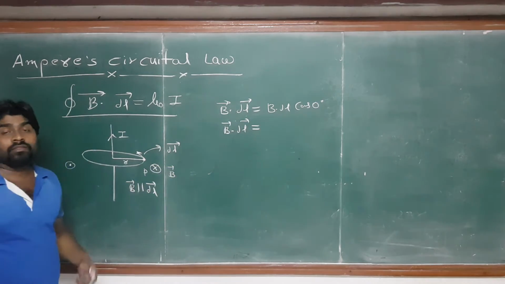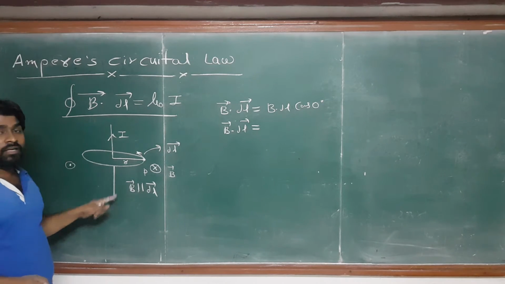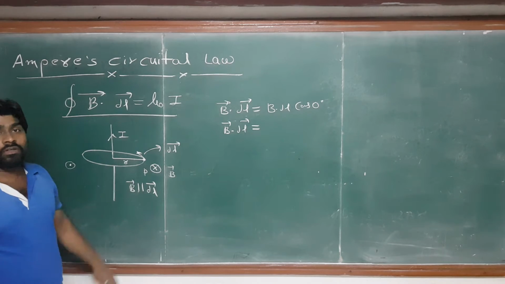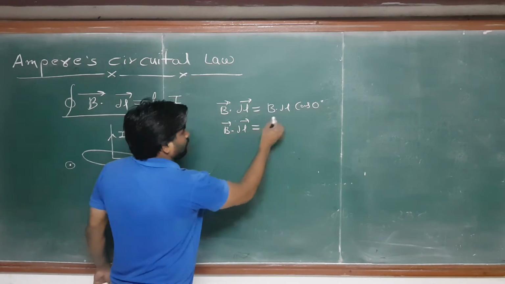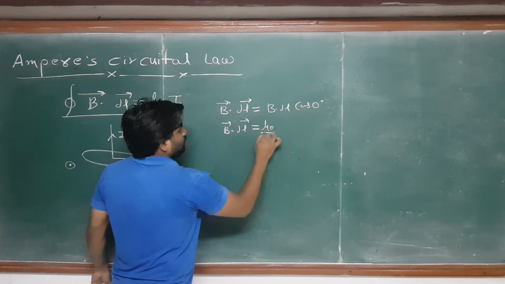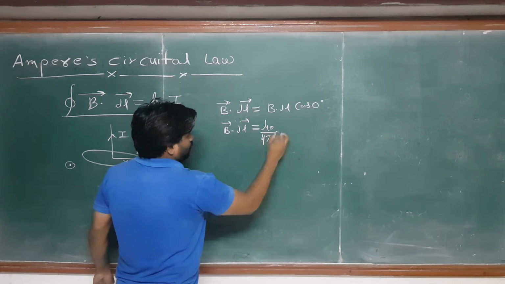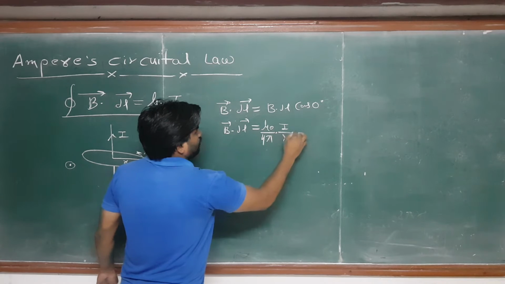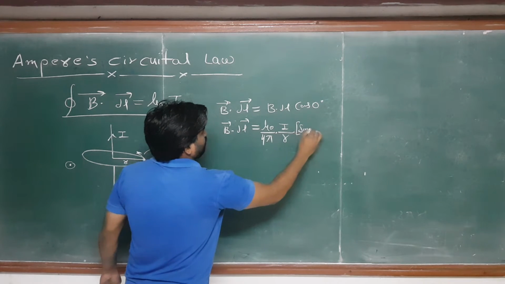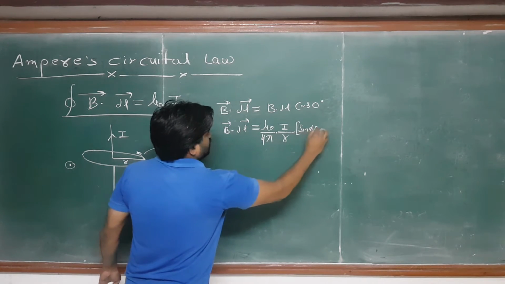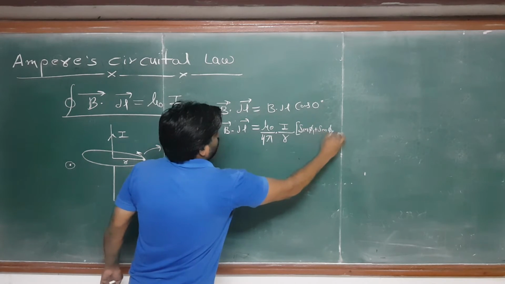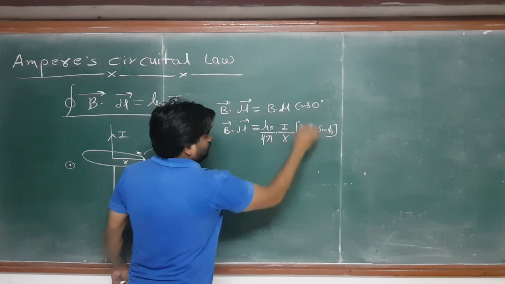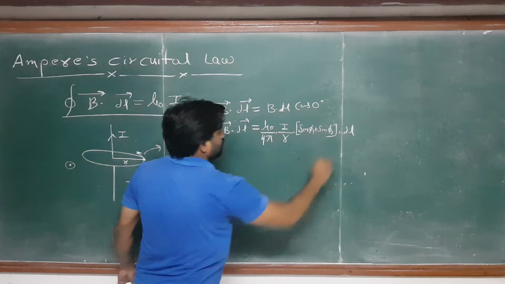And what about B? B is the magnetic field due to this straight current carrying conductor at a perpendicular point. So the formula is mu naught by 4 pi, you should always remember this formula, times I by R times sine phi 1 plus sine phi 2. And this dL is also here, so I am writing dL here.